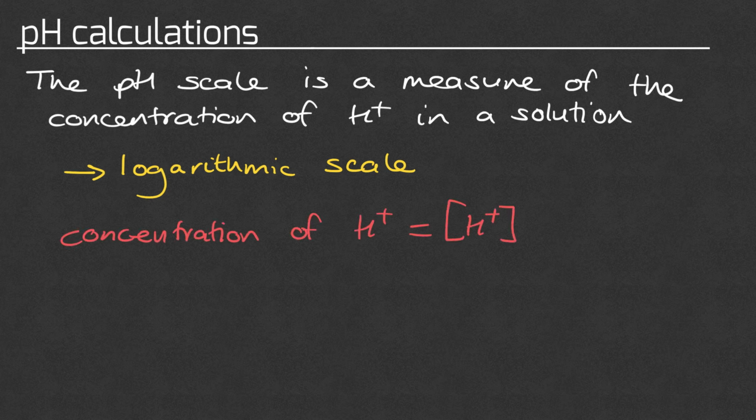Like you saw in the equilibrium topic, we can use the square brackets around a chemical to represent the concentration of it. We'll use this notation throughout this video. The first equation you need to learn and remember is pH equals minus log to the base 10 of the hydrogen ion concentration.